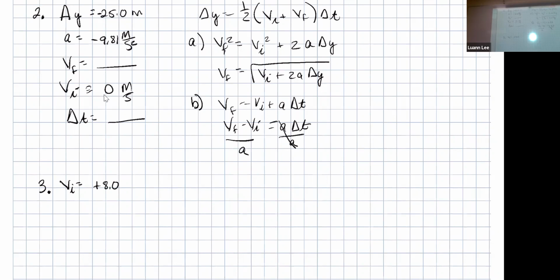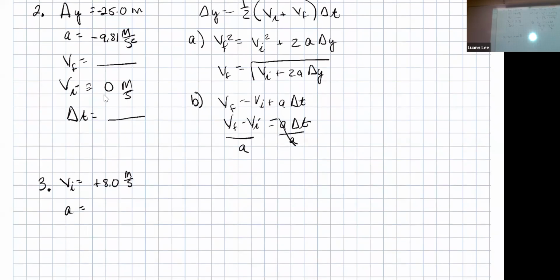You shouldn't have a negative. Negative 22.1 meters per second minus 0.0 meters per second divided by negative 9.81 meters per second, and I got 2.3 seconds. I'm not even sure you got those numbers. Me?